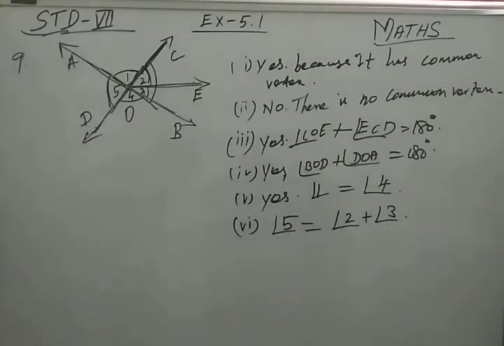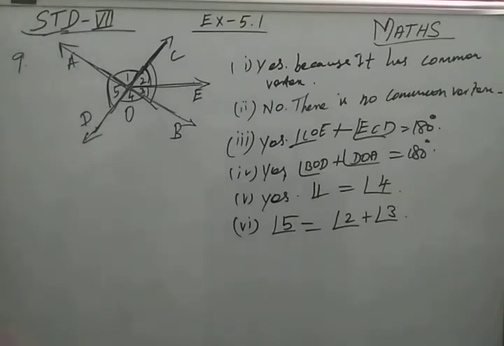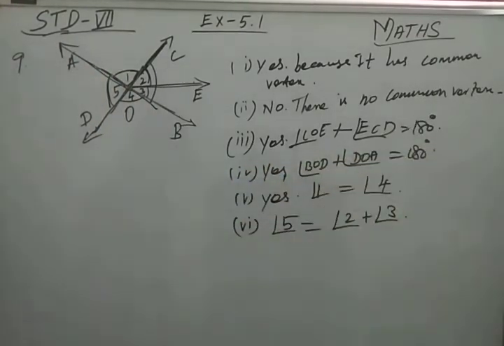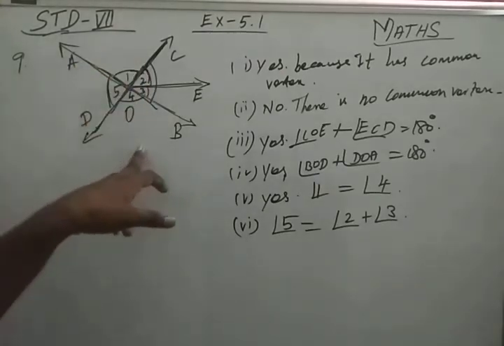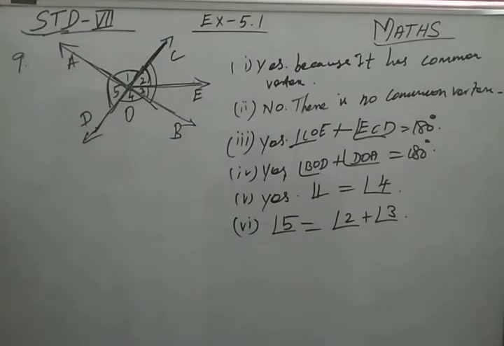Third one: do angles COE and EOD form a linear pair? Of course, yes. Next, fourth: are BOD and DOA supplementary? Yes, of course, it is 180 degrees, so it is supplementary. Fifth: is angle 1 vertically opposite to 4? Yes. And the last question, for angle 5, which is the vertically opposite angle? That also we have done. Understood this question? Now let us go for question number 10.